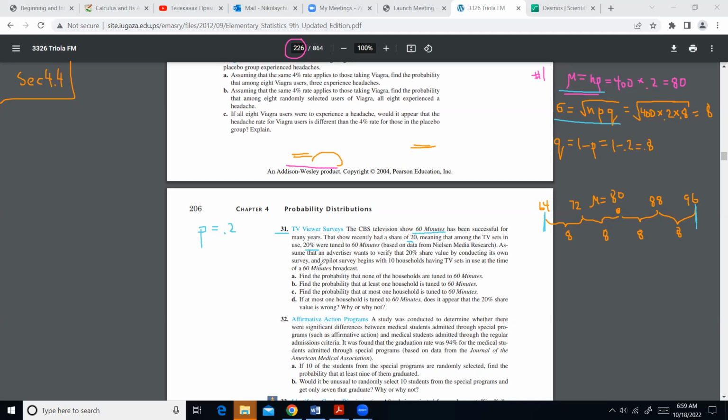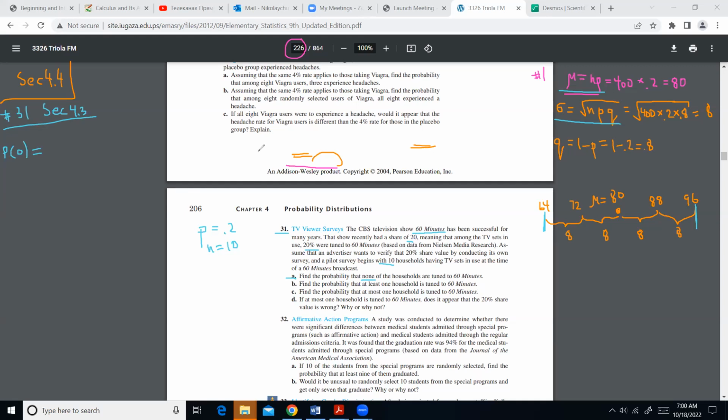Okay, so we have a chance that somebody is watching it. So they consider the total of 10 households here. So N is 10, the number of households. Question part A says, what's the probability that none of the people are watching this show? I'm looking at exercise 31 from section 4.3. So what I do is look for the probability of 0 people that watch this show.